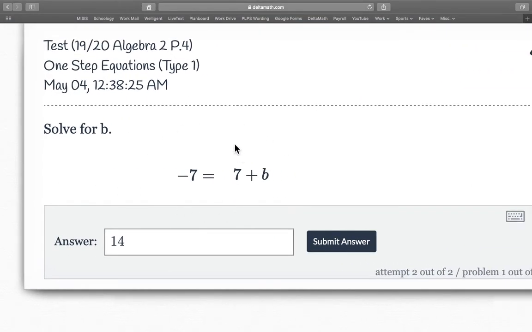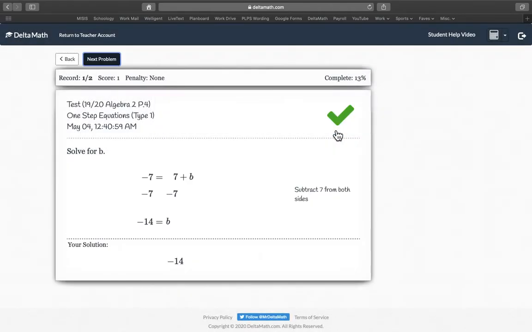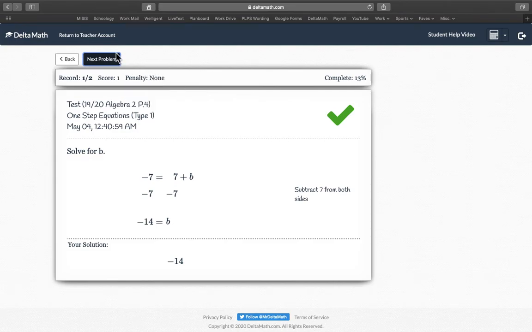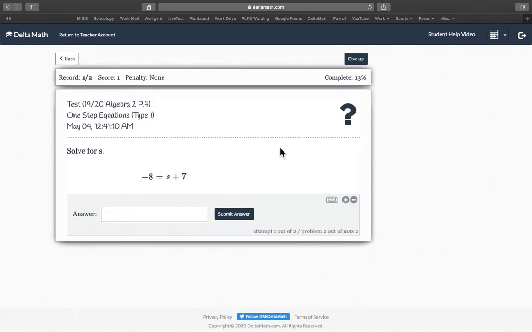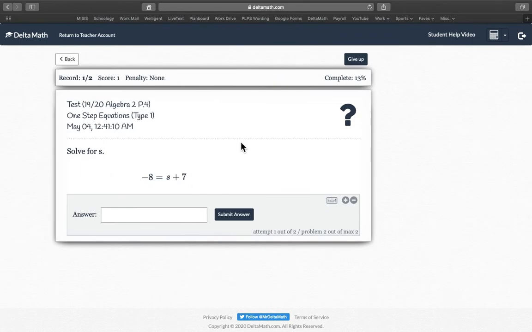Now let's say you do it again and you get the correct answer. You say, darn it, I forgot the negative. Negative 14. We go back. We say yes. And there you go. Look at that. You got 1 out of 2. There you go. No penalty. Next problem. Now remember, this is your second problem. 2 out of 2. You are not going to get any more problems of this type here.